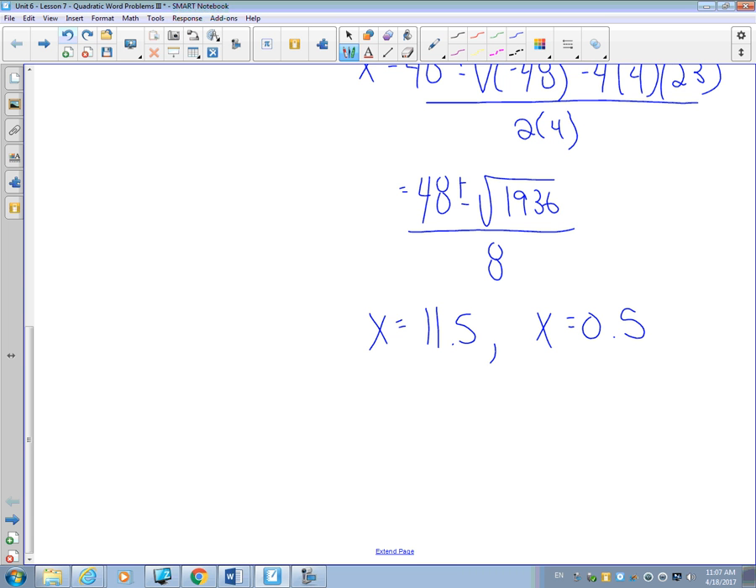Now, with these shape problems, we're always going to come across two answers, and one of them is going to be inadmissible, something you can't do.